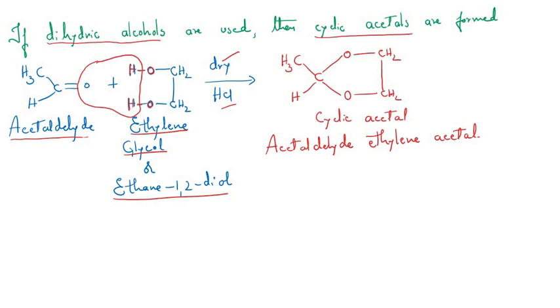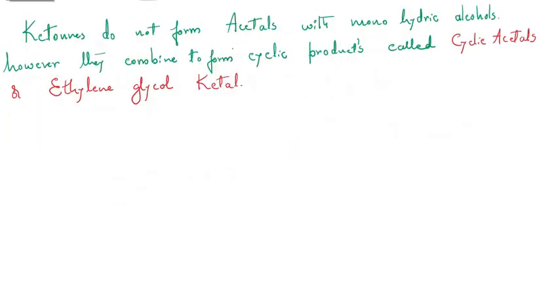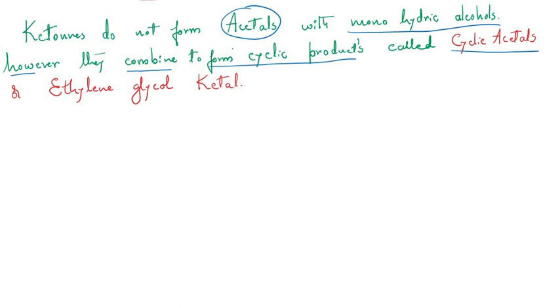Is it clear, students? So far we have discussed only the reaction of aldehydes with monohydric alcohol, then we will be getting acetal. If the same aldehyde is going to react with the dihydric alcohol, then we are getting what? A cyclic acetal, right students? So now in the next part we are going to discuss the reaction of ketones with alcohols. Ketones are not forming acetals with monohydric alcohols, but however they are going to combine to form cyclic products called cyclic acetals, or simply called ethylene glycol ketal.